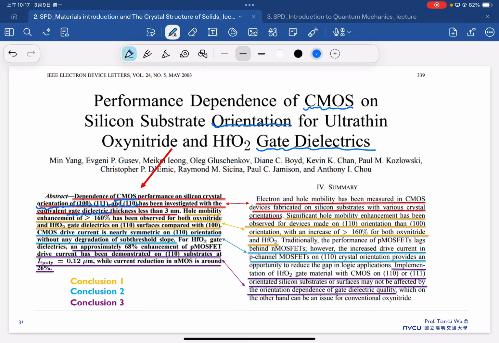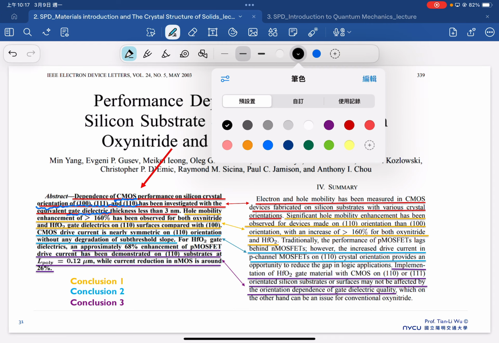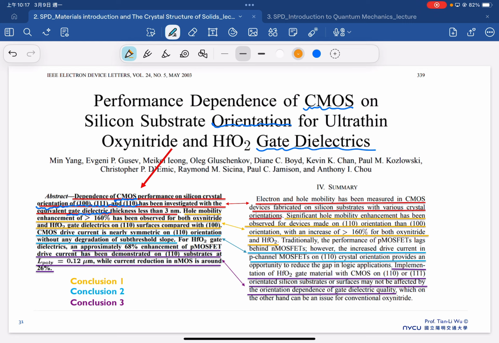So in this paper, there are three most important conclusions. The first one is here. It talks about how mobility, and so on, in a certain surface. So that's the first conclusion. And the second one, this one: the CMOS driving current is nearly symmetric on a certain orientation. And then the last one is this one.